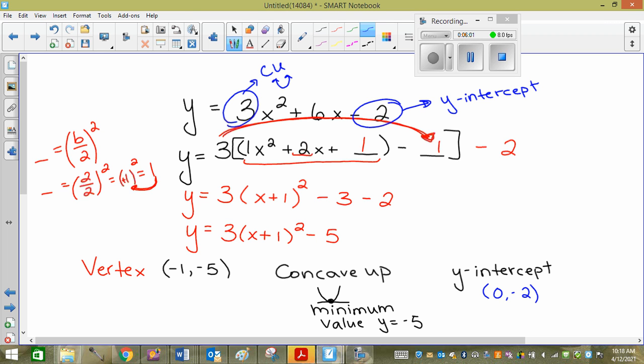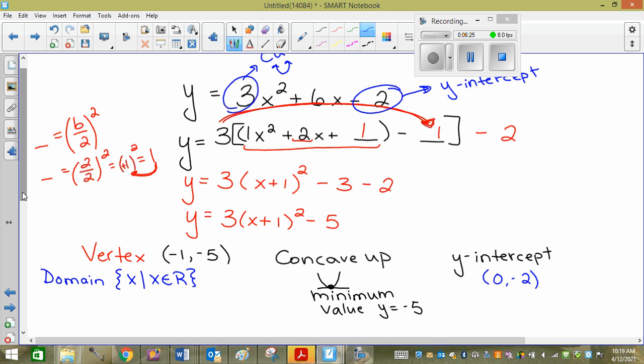What's my domain? X such that x is an element of the reals, because with the quadratic it goes on forever, right? Up or down. It goes on forever. x ∈ R. We agree? Now, unless it's a word problem, which we haven't had to do till today.